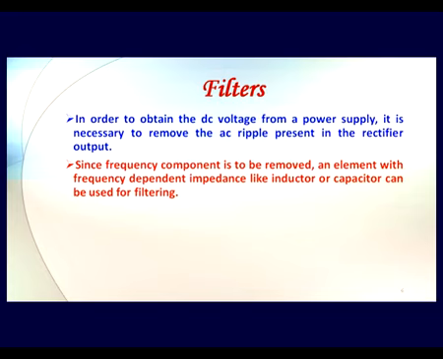The element which we use to remove that should have its impedance proportional to the frequency. You remember that the elements called inductor or capacitor have impedances which are proportional to the frequency of their operation. For inductor, the impedance is j omega L, and for capacitor, minus j upon omega C. So we can be sure that they are going to behave differently at different frequencies, and that is what we are going to make use of to filter out the unwanted frequency component in the output of the rectifier circuit.